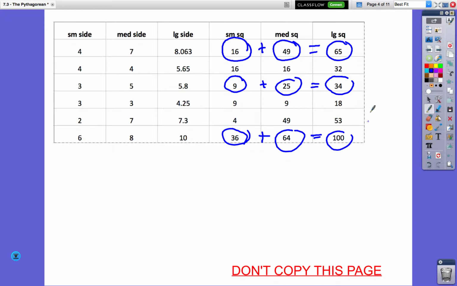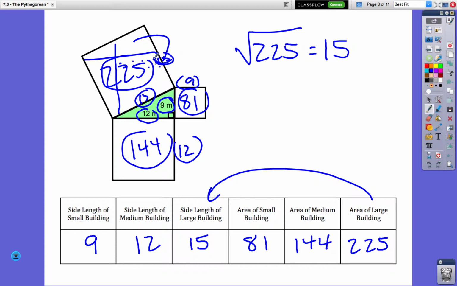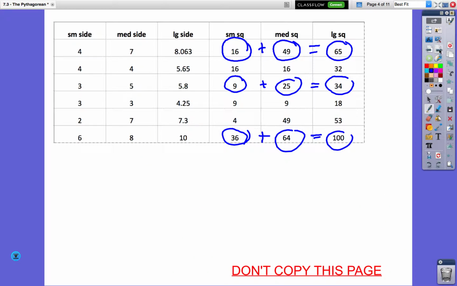And so what that gave us is another key idea, which was that instead of doing this the hard way, which was to dissect the square, rearrange the pieces, tape it all back together, and then count the squares, that we have a much faster way of doing this. That we can take the area of the small building plus the area of the medium building, and that always equals the area of the large building. And this was a much faster way to find this area rather than dissecting it and taping it back together again. So that was the second key idea.